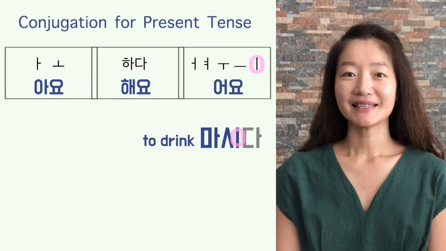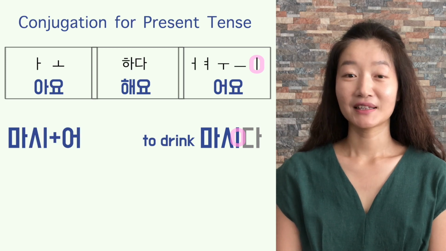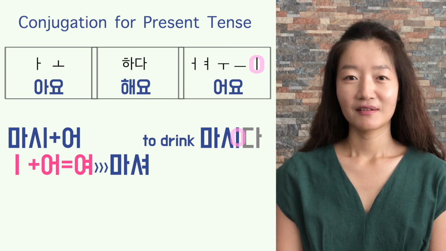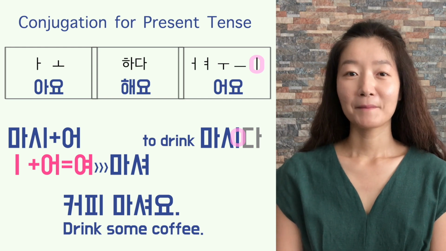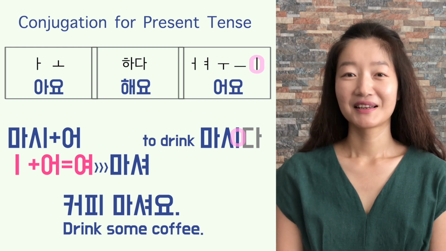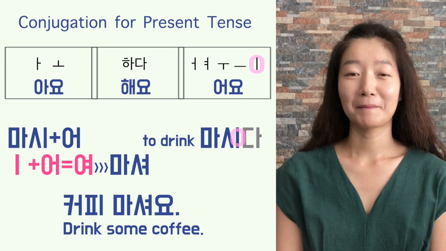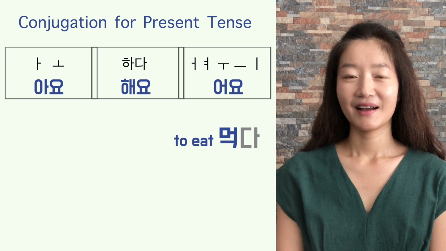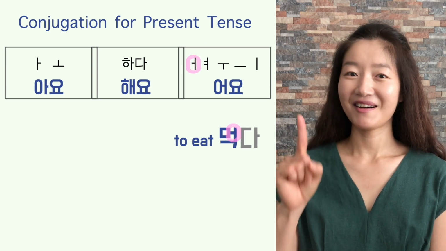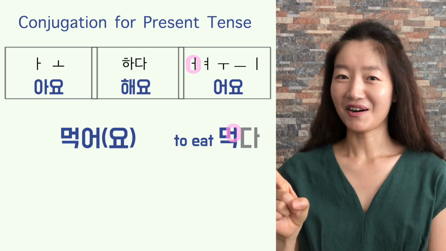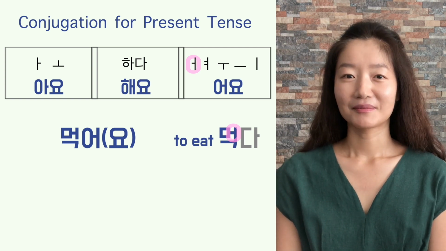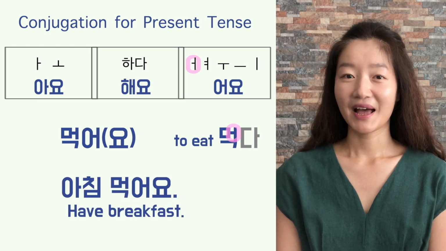마시다, so we add 어 but we don't say 마시어. 이 plus 어 becomes 여, so 마셔. Drink some coffee. 커피 마셔. Yes, the F sound, so we change it to P. 커피 마셔. 커피 마셔요. 먹다, add 어, so 먹어요. 아침 먹어요. Have breakfast.